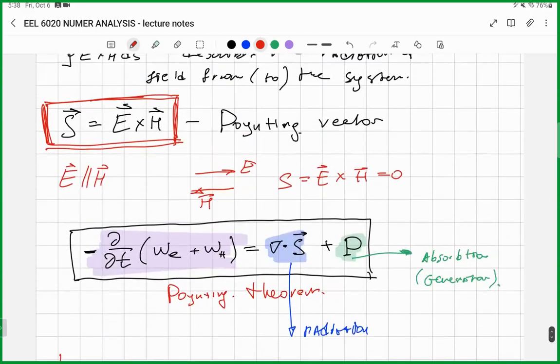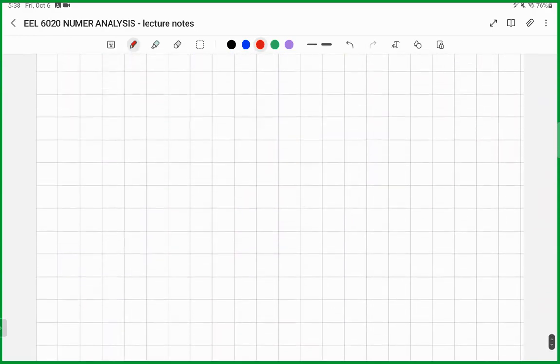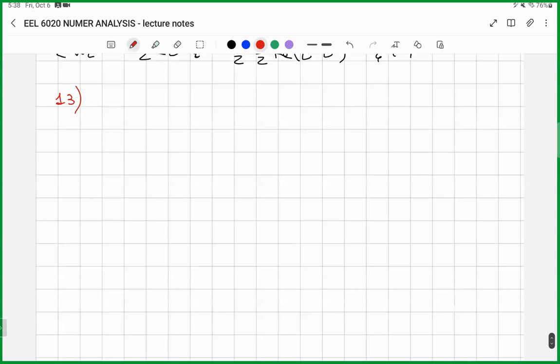So, the point number 13, I believe. This one was 12. Yeah, 12. So now it's 13. Let's formulate this in a way like: electromagnetic field can exist without charges and currents.